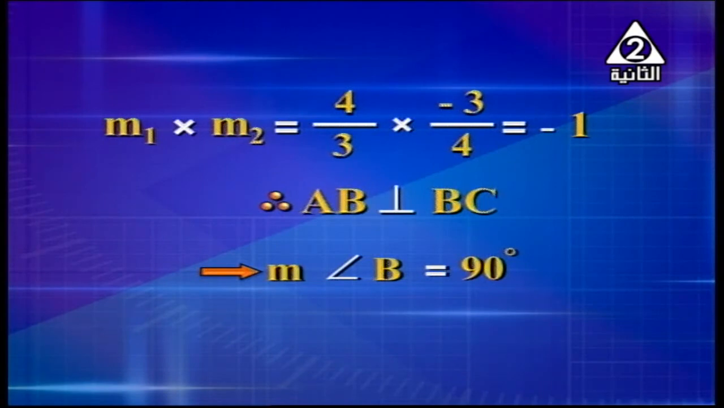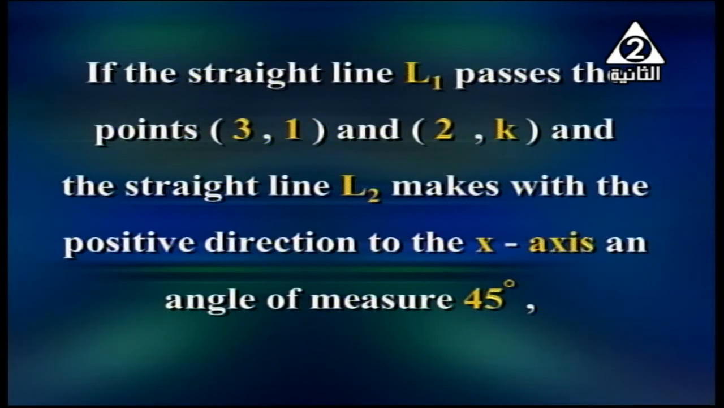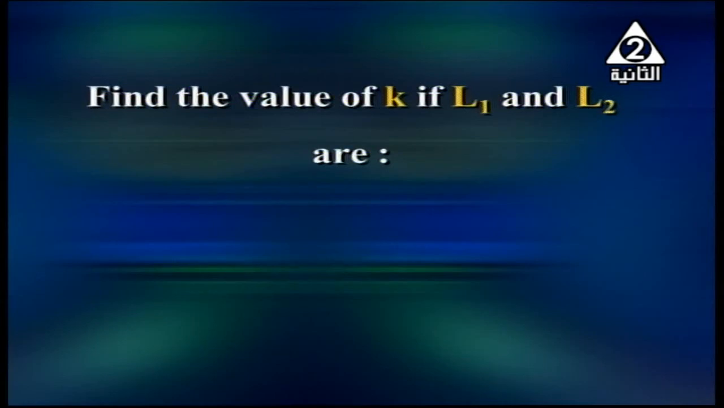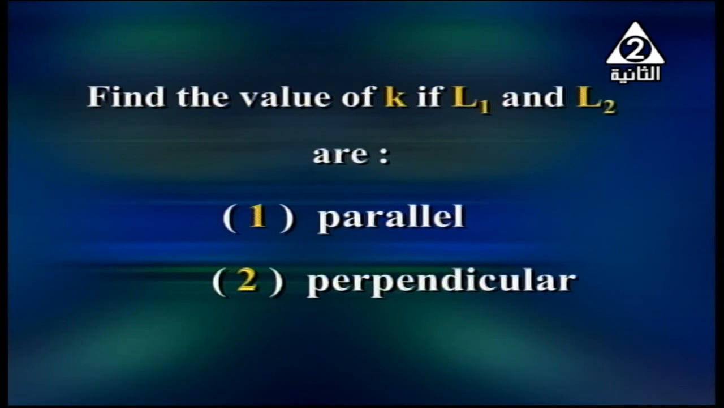Another example: if the straight line L1 passes through the points (3, 1) and (2, K), and the straight line L2 makes with the positive direction of the x-axis an angle of measure 45 degrees, find the value of K if L1 and L2 are number 1, parallel, number 2, perpendicular. First of all, to find the value of K which makes the two straight lines parallel, let us first find the slope of the two lines.